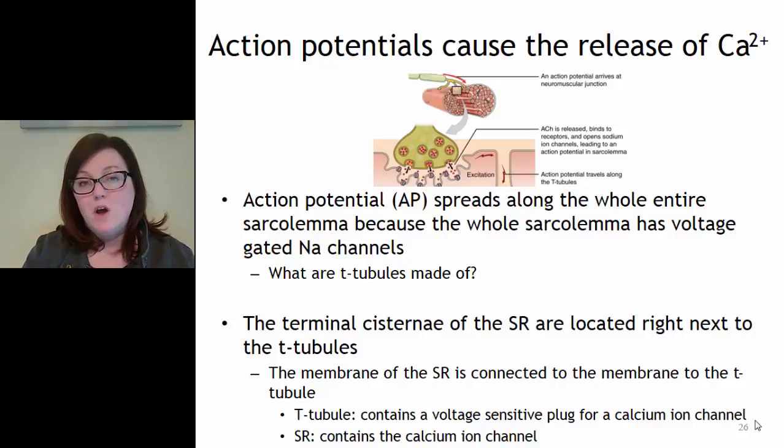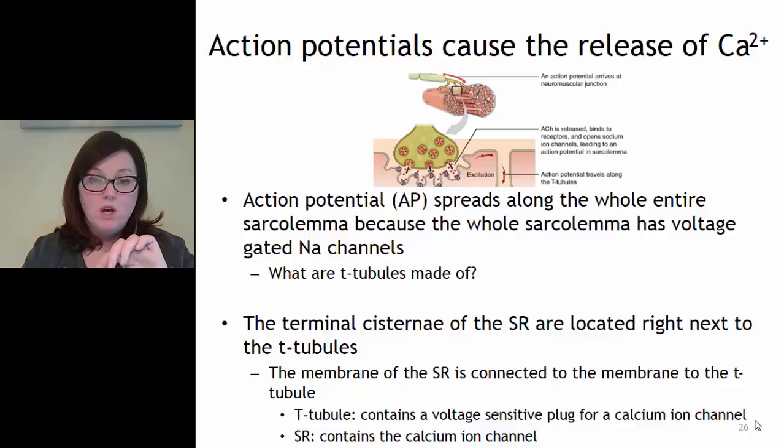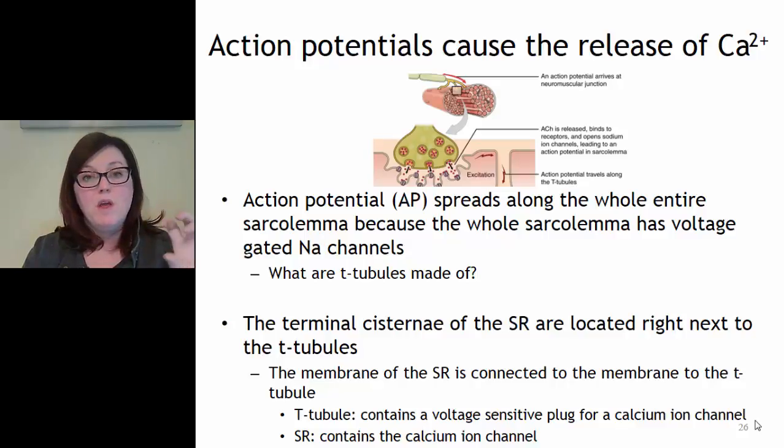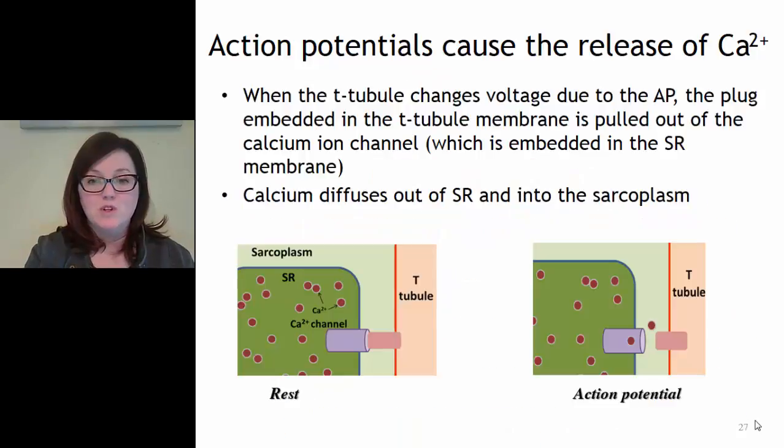Now, the membrane of the sarcoplasmic reticulum is actually connected physically to the T-tubule membrane, right? The T-tubule contains a voltage-sensitive plug for a calcium ion channel. And this plug is plugging up an ion channel that's embedded in the membrane of the sarcoplasmic reticulum. Let's take a look at what this would look like, okay?